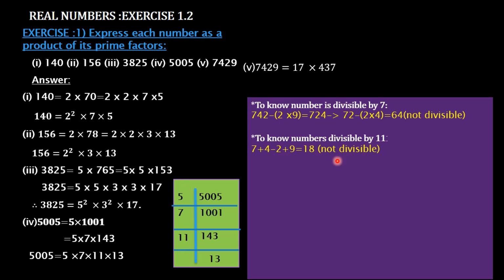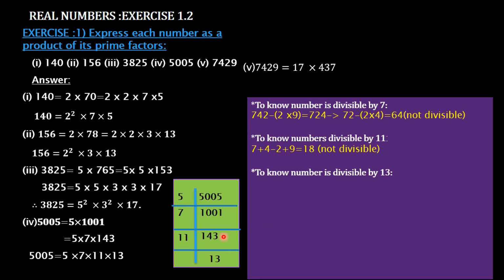Then next we are moving to the divisibility check for 13. What is it? In order to check divisibility by 13, we have to multiply the last digit by 9. That is 9 into 9, 81, and we have to subtract it from 742 and check whether that number is divisible by 13 or not.